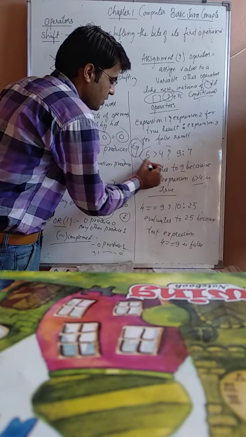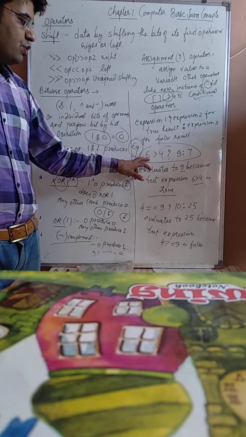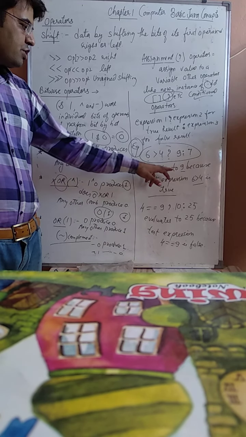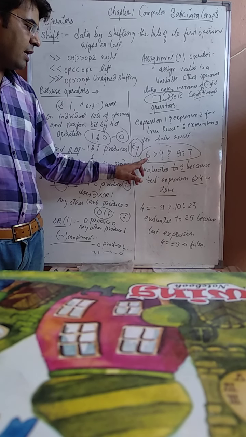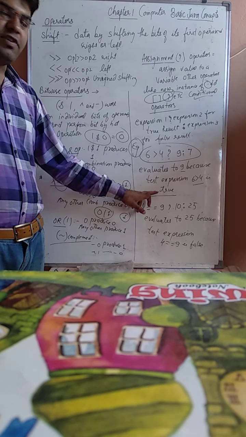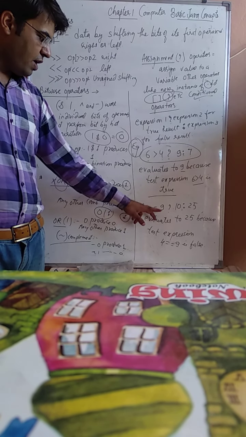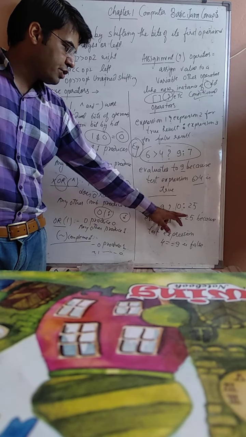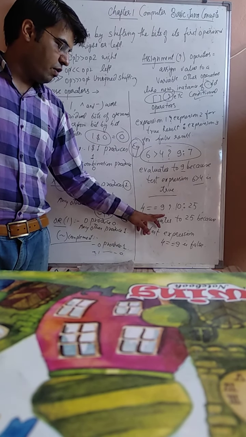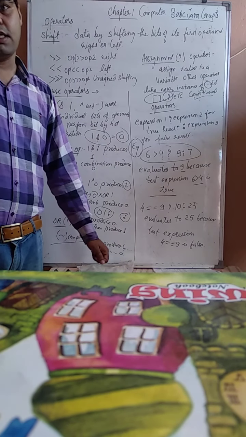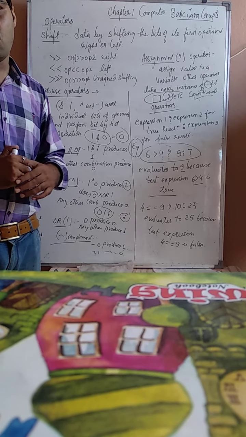Whenever such an expression is given, to find out whether it is true or false, we use this. It evaluates to 9 because the test expression says 6 is greater than 4, which is true. Another example: it evaluates to 25 because the test expression a not equal to 9 is a false statement. So these are some operators which we use in Java operations.